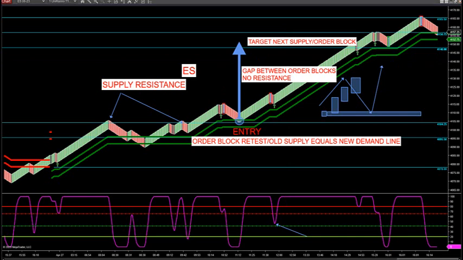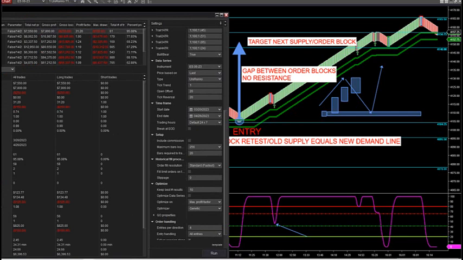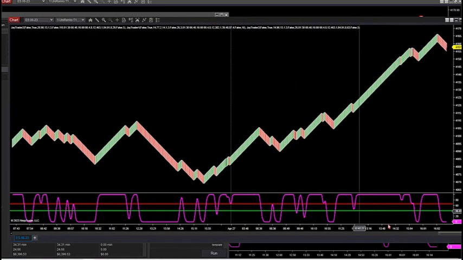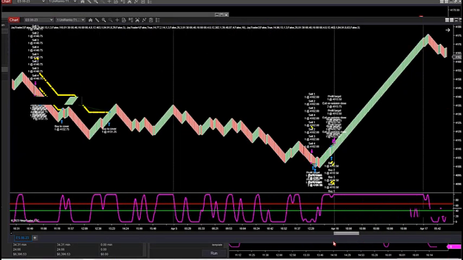All right, let's get rolling here. So let's move over here to the Strategy Analyzer, and let's move over to the chart. All right, let's get rocking and rolling here. I have three strategies on here right now. All right, so let's go back to some trades that ran.